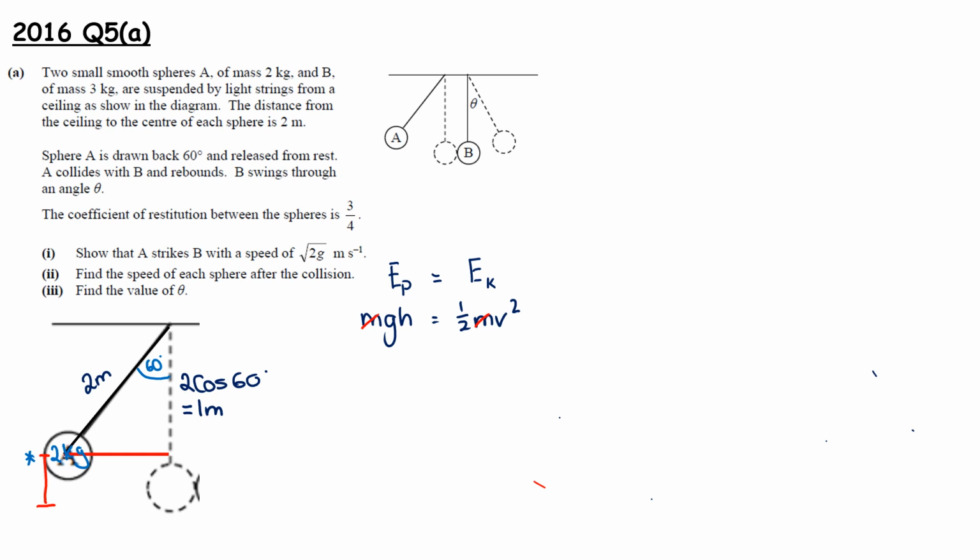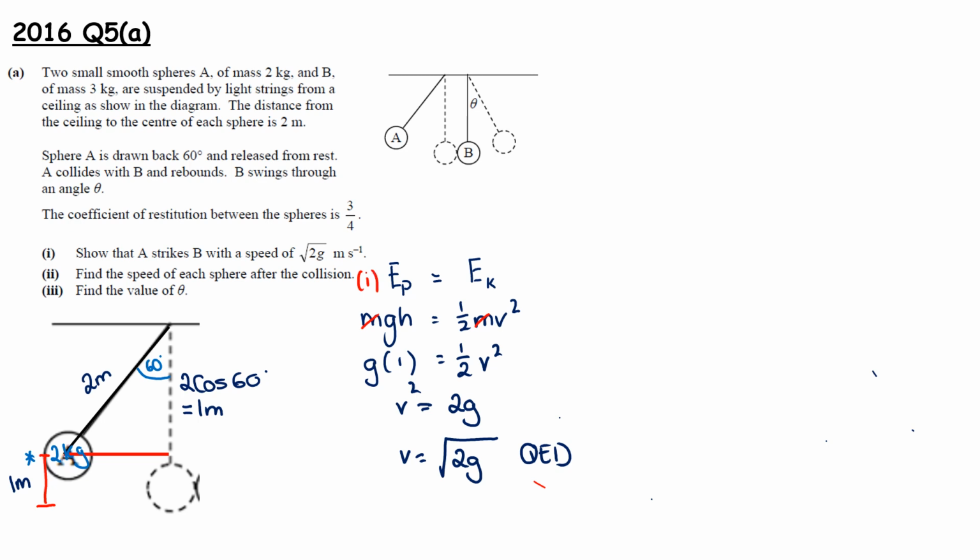So if that height is 1 meter and it's a total of 2 meters, then it must be 1 meter above the ground. So this is g times 1 is equal to a half mv squared. I want to find v, so v squared is equal to 2g. Oh sorry, that m has gone, so we just had a half v squared. And then v is going to be the square root of 2g, which is what they asked. So that's our part 1.